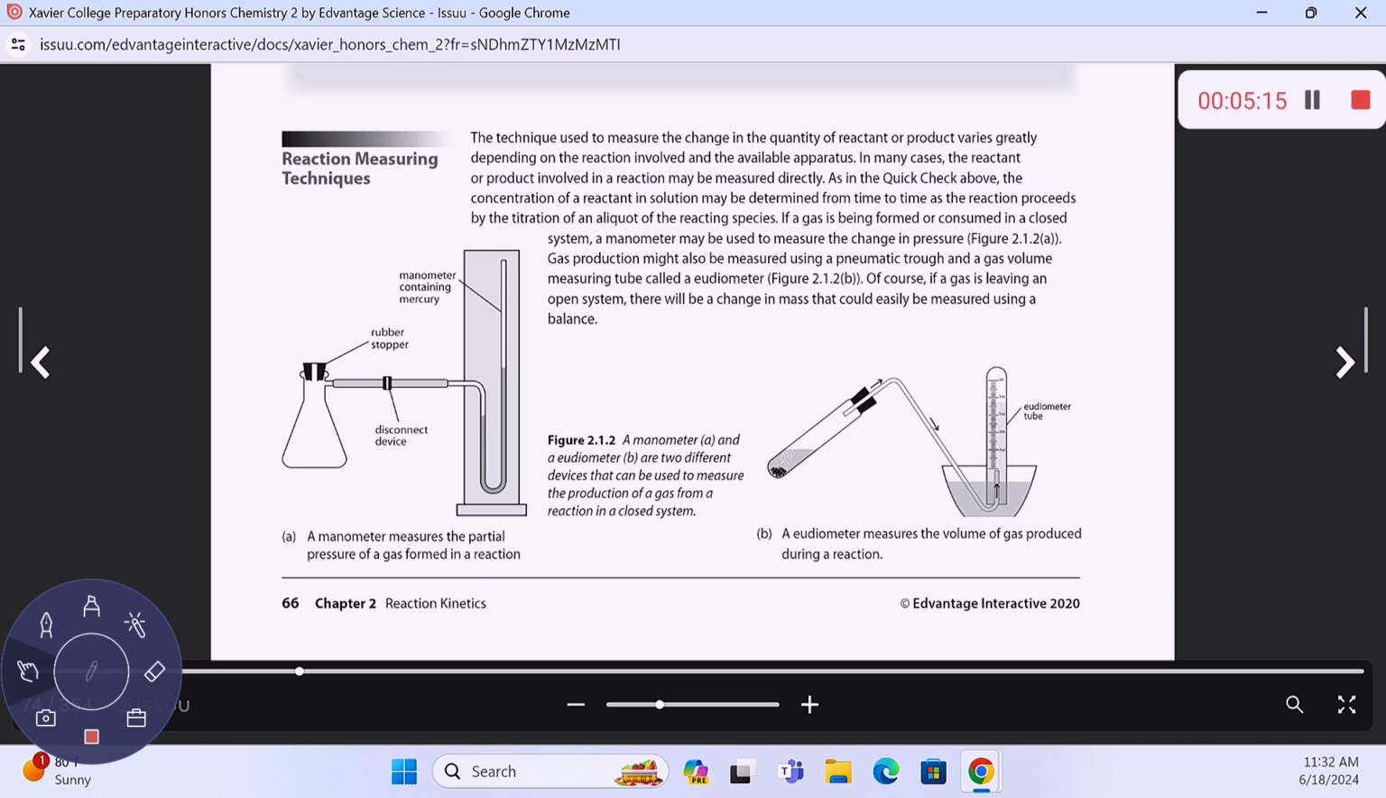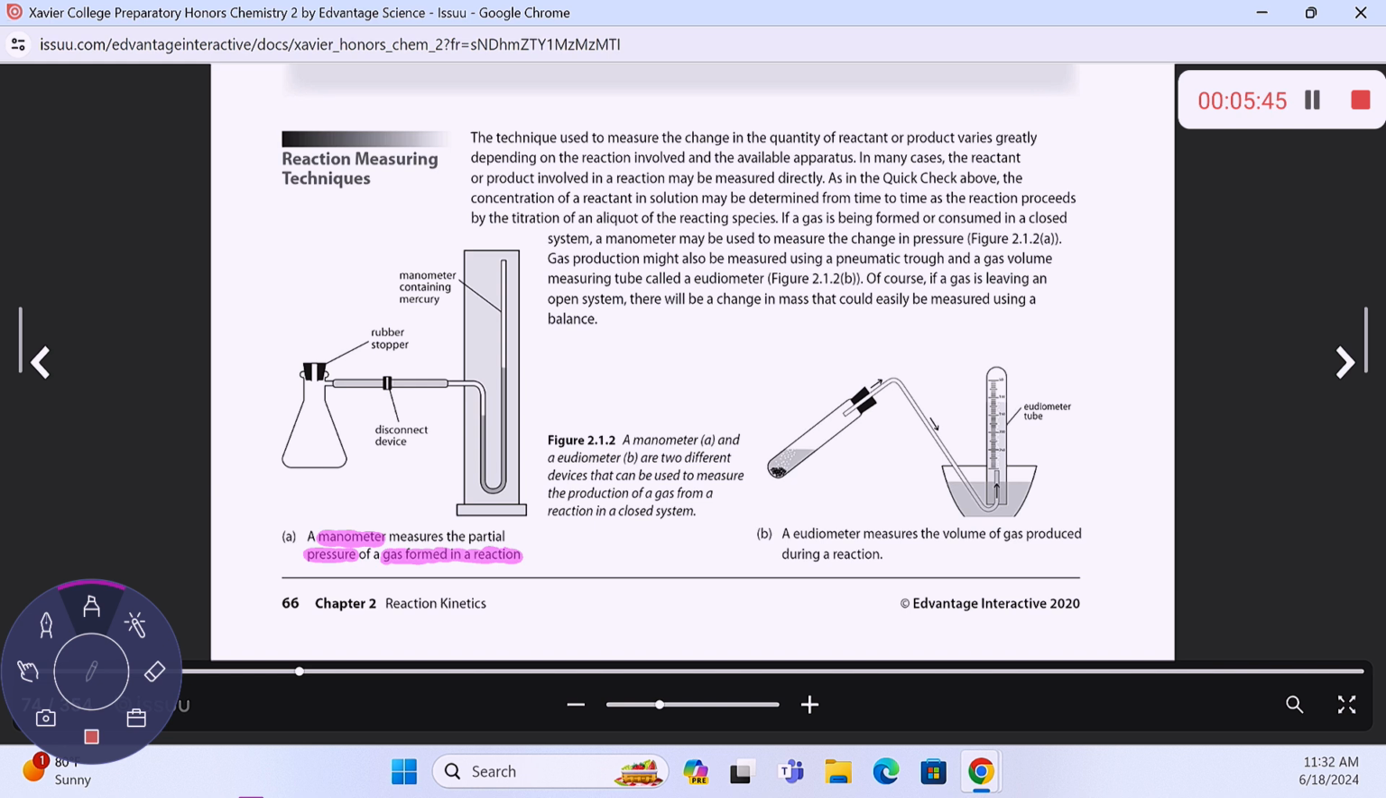Let's talk about the different ways to measure the rate of a reaction. So we've got various methods that we can use. Here we have a manometer. Manometers are used to measure the pressure of a gas formed during a chemical reaction. So you would have a reaction taking place inside a sealed container. The gas that is produced would be measured in certain increments of time.